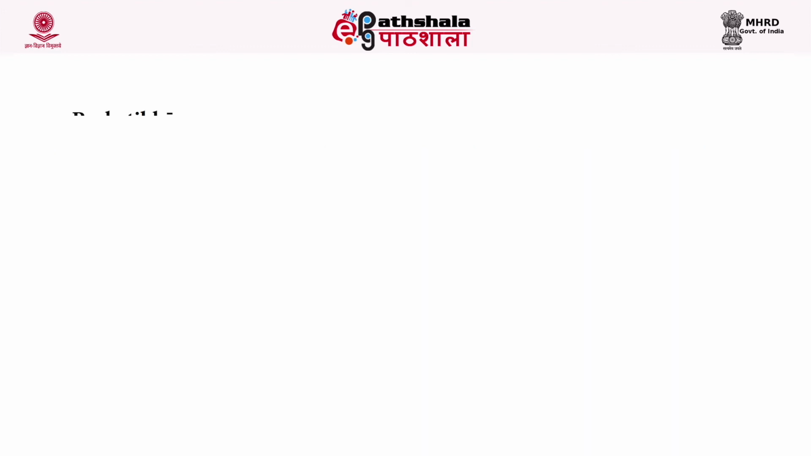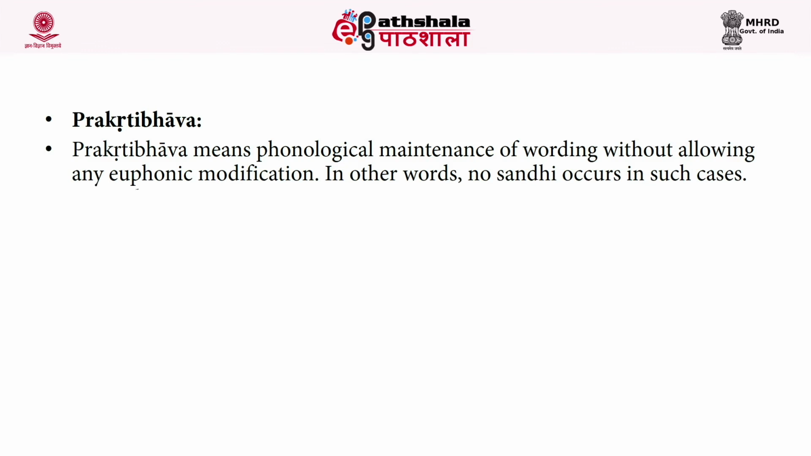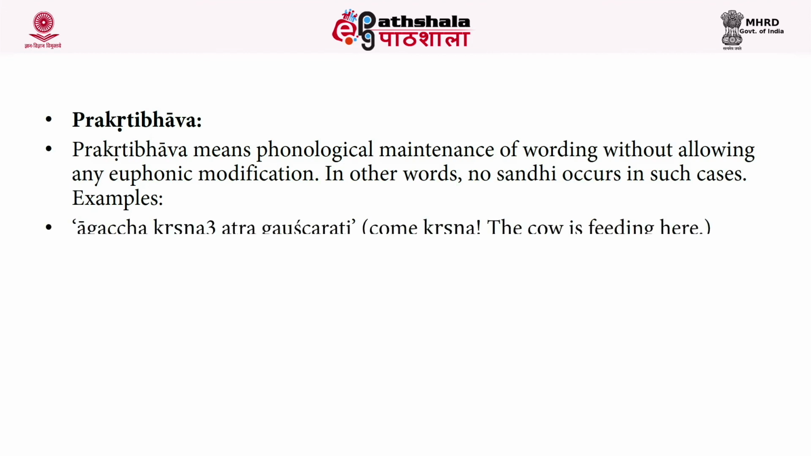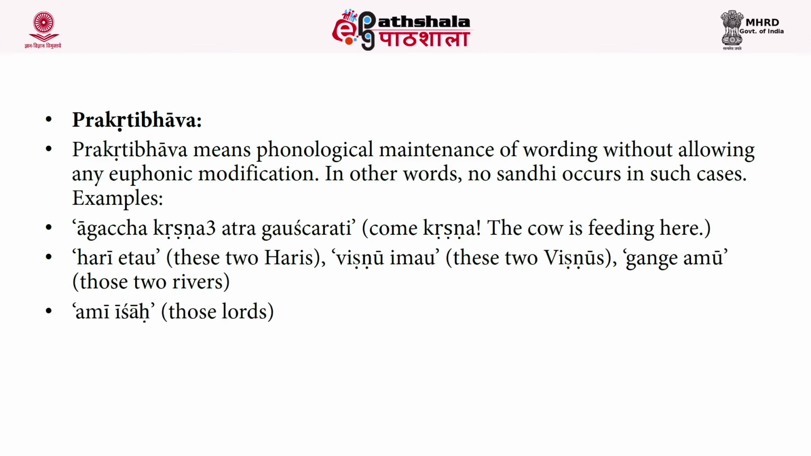Prakṛtibhāva sandhi. Prakṛtibhāva means phonological maintenance of wording without allowing any euphonic modification. In other words, no sandhi occurs in such cases. Examples. One, āgaccha Kṛṣṇā atra gāś carati, come Kṛṣṇa, the cow is feeding here. Hari etau, these two Haris. Viṣṇū imau, these two Viṣṇus. Gaṅge amū, these two rivers. Amī īśāḥ, those lords. Rāmakṛṣṇāv amū āsāte, Rama and Krishna, those two are present. These are the cases of prakṛtibhāva.